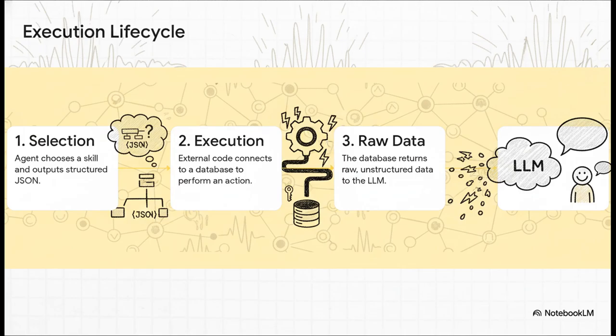All right, so this all comes together in what we call the execution lifecycle. It's a 4-step dance. First, a user asks a question, and the agent selects the right skill and spits out that structured JSON. Second, that JSON is what triggers the actual code to go talk to a database. Third, the database sends back the raw data. And finally, the 4th step, the LLM takes that raw, kind of messy data and turns it into a helpful, easy-to-read answer. It's a complete circle, from intent all the way to a useful action.